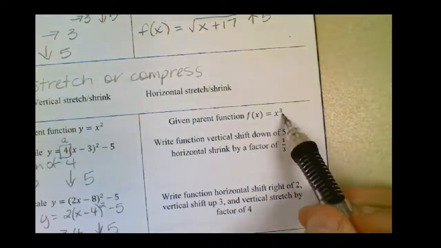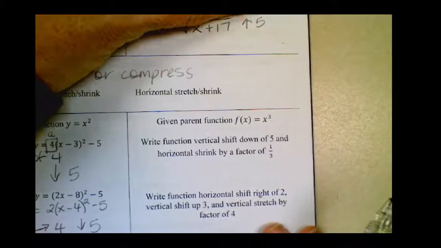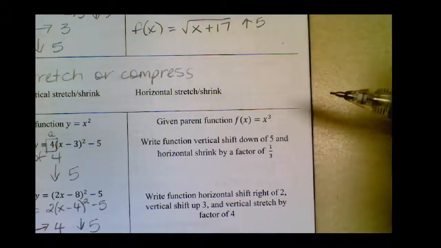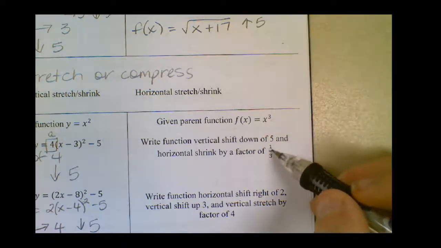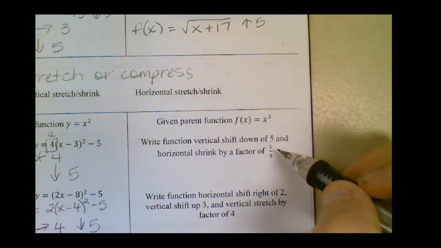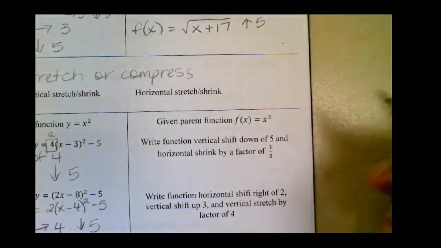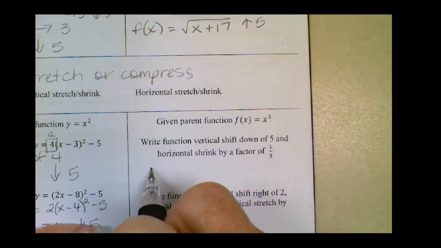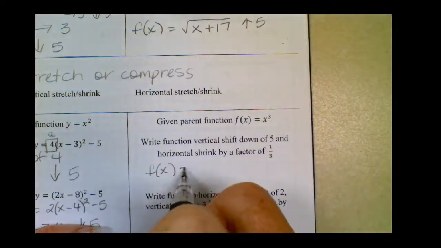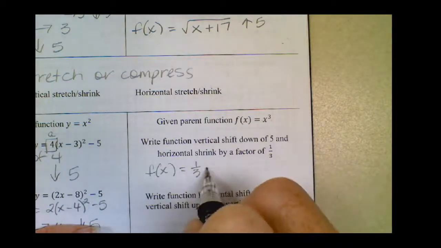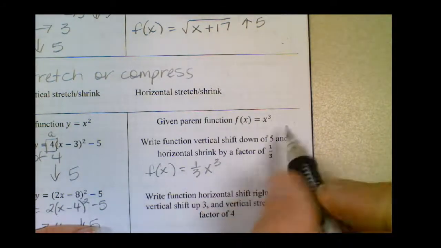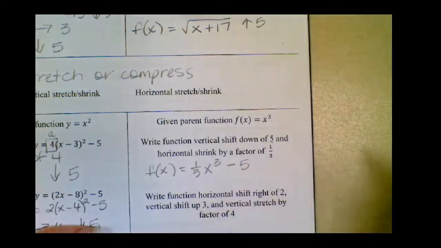Okay, so now let's go try and write a couple of functions. So this is our cubic function. Definitely have seen that before. By our vertical shift down of 5 and a horizontal shrink by a factor of 1/3. So that 1/3 is going to come in the front, and that 5 is going to come after. It's not going to be included with the x. It's going to be included after we've already got that value. So f of x would equal 1/3 of x cubed, and then we're going to shift down of 5, so that would be minus 5.